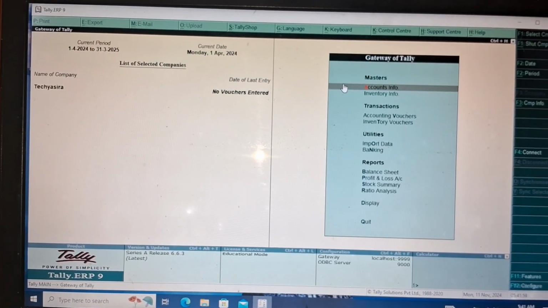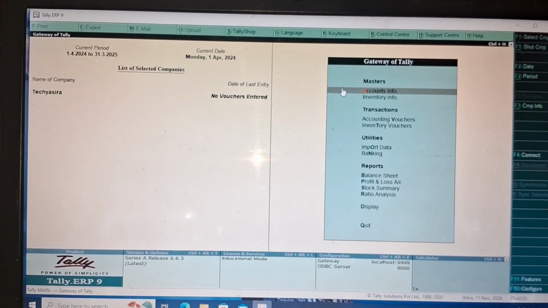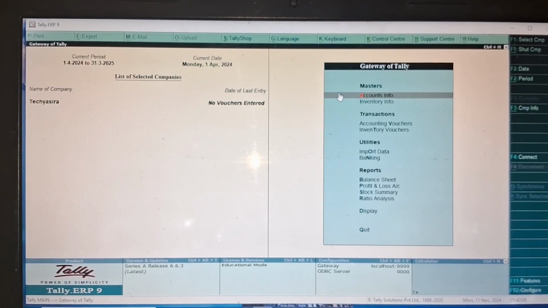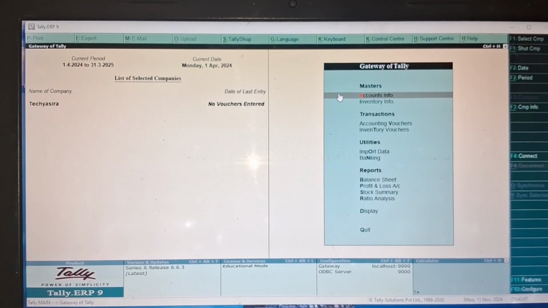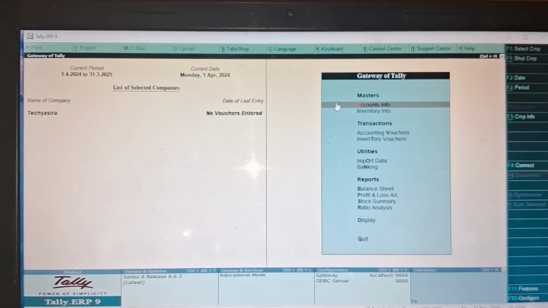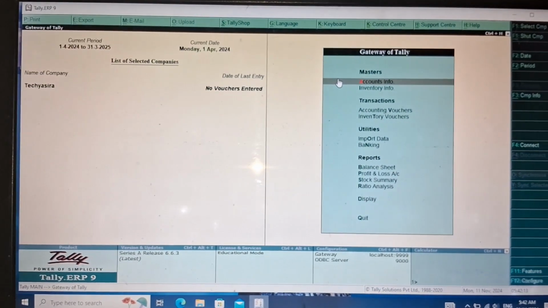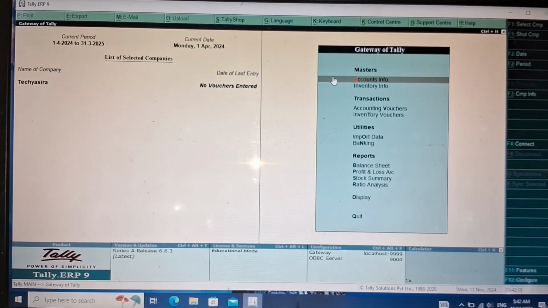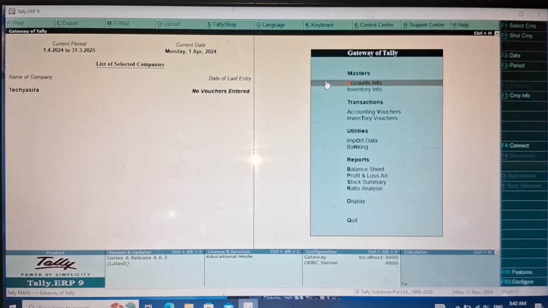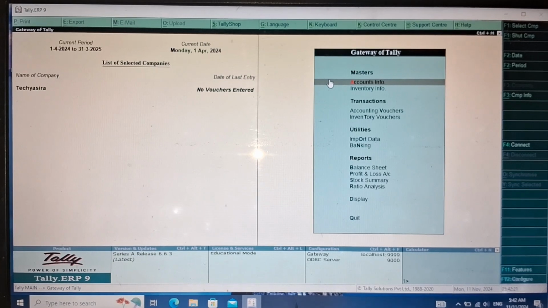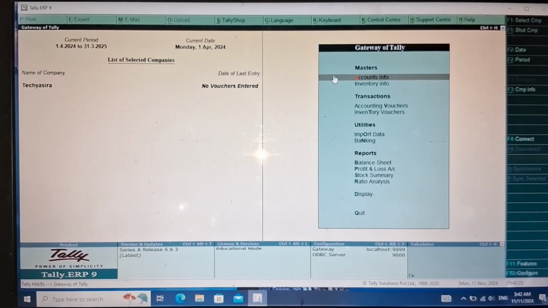Accounting vouchers or transactions refer to any business activity that results in a direct effect on the financial status or financial statement of the business. What does this mean? Any business activity which gives a direct result on the financial status and financial statement of the business is known as an accounting voucher.